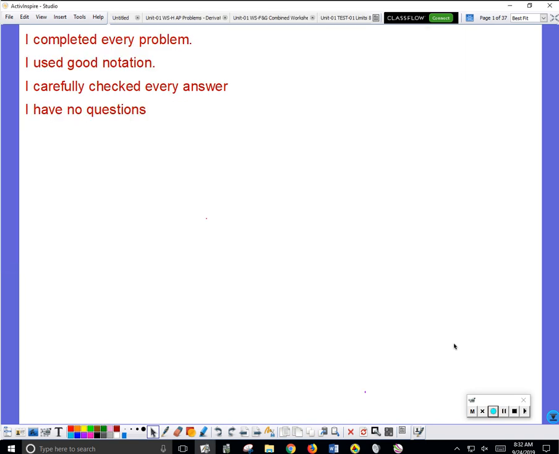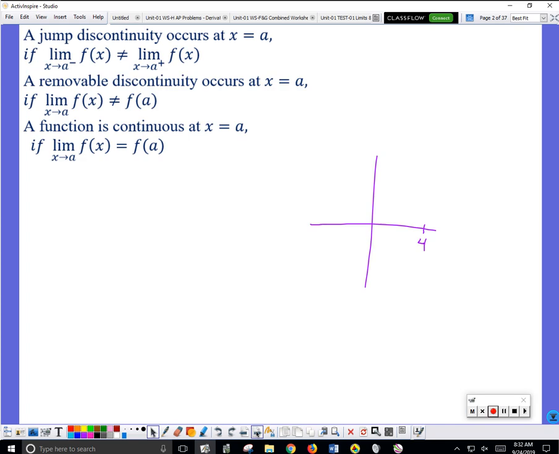So way back on an earlier homework, I do not remember which color, you had this in your notes. You will be tested on this on Thursday. A jump occurs, and you should test them in this order. A jump occurs if the left and right limits are different. End of story. That's what causes the jump.